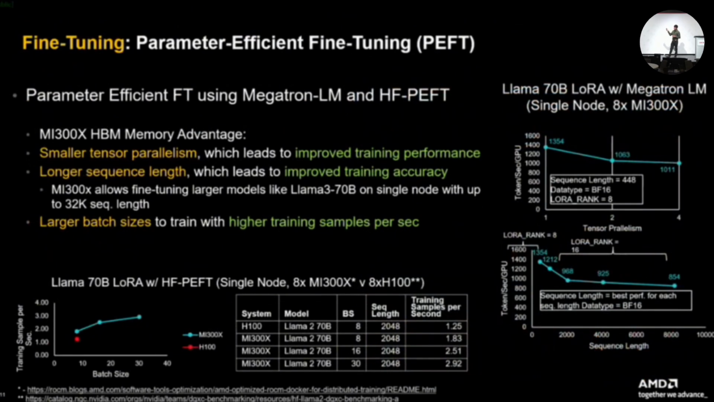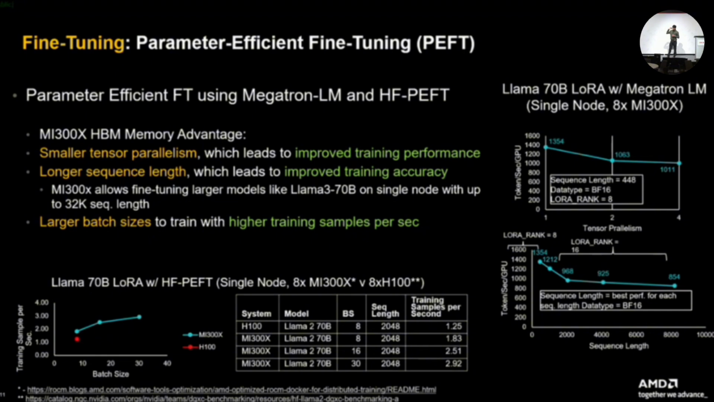So at the bottom, I'm showing an example where for a particular rank of 8, you can fit some amount of data, a particular batch size on H100 and MI300, and you can get better performance than H100. But because we have a memory advantage, you can start increasing your batch size further and keep improving the performance.